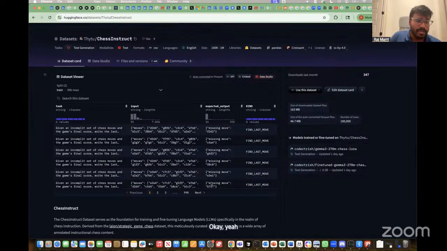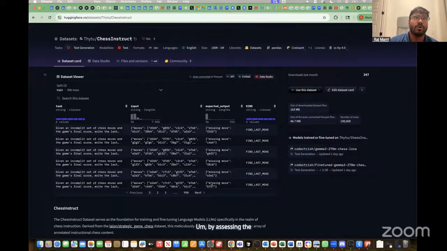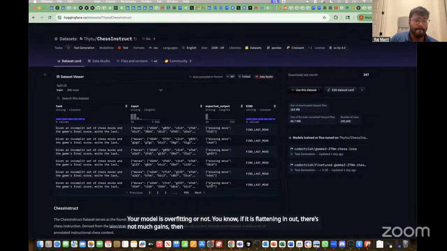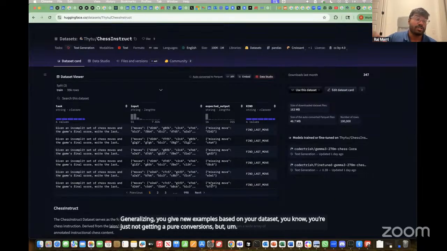Okay, yeah, Uma did ask a great question. How do you understand you are overfitting versus generalizing? So overfitting is definitely a metric. Overfitting means memorization. By assessing your loss curve, you can definitely see if your model is overfitting or not. If it is flattening out, there's not much gain, then you're overfitting, right? Generalizing, you give new examples based on your data set, and it's actually really smooth. There's nothing flattening out. Then yeah, it's just generalizing.